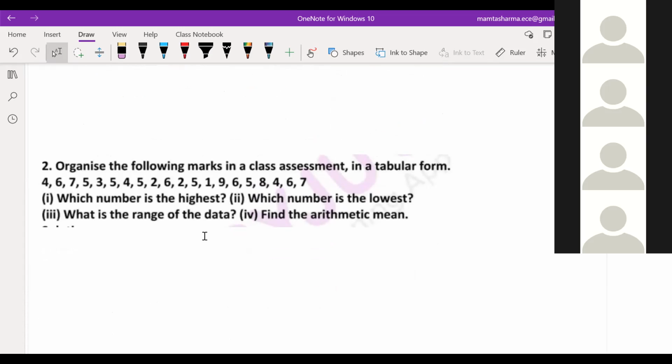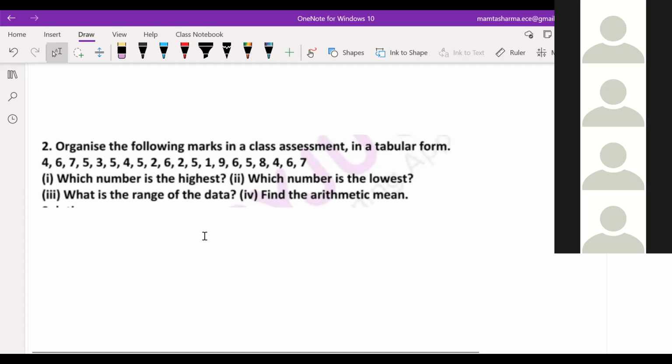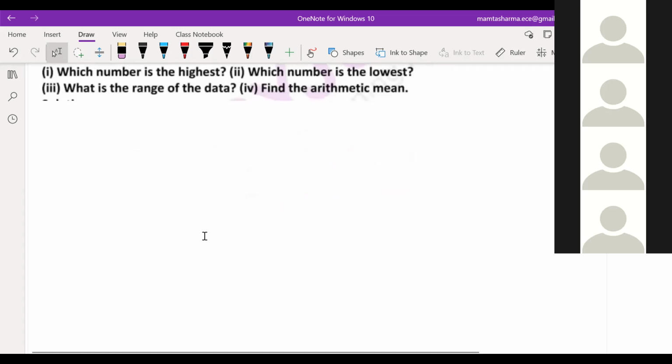Ma'am, it's asking which number is the highest. Does it mean which number has repeated the highest, or which number's value is highest? No, which value is highest. Okay, ma'am. In this data, which number is the highest and lowest? The most repeated is not the mean, it is the mode. The repeated highest is the mode. Okay, I'll let you do it yourself because it is the same as the previous one.